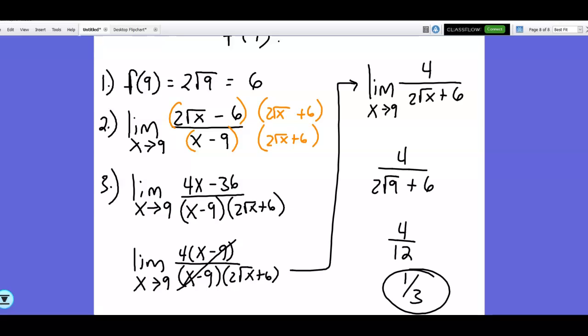All right, and so there's our final answer there. So after taking out that 4, the x minus 9's cancel out, which leaves us with this. So we've removed the discontinuity. And now we can just go ahead and plug our 9 in. And when you simplify all that, you end up with 1/3 as a final answer.